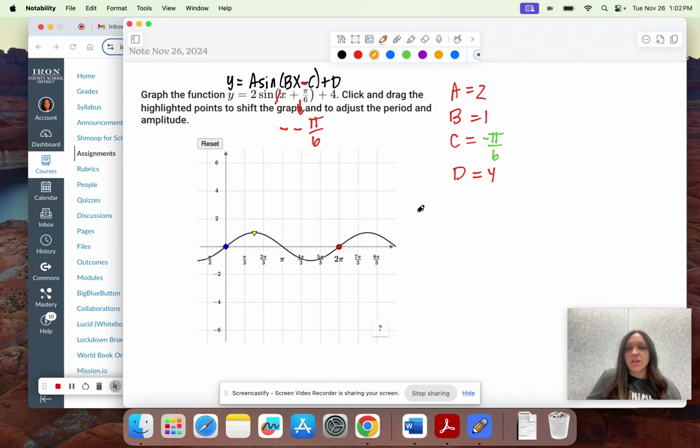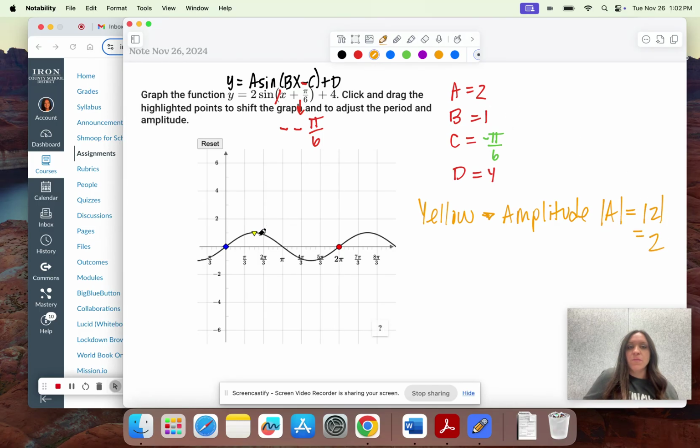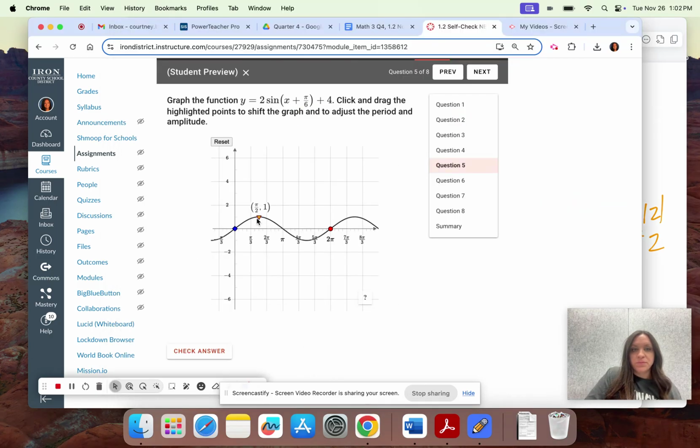So always start with your yellow little triangle there. That's our amplitude. And our amplitude is the absolute value of A. And our A is just 2. So absolute value of 2 is 2. So we're going to move the yellow triangle up to 2. So now our amplitude is 2. The distance from the midline to the top is 2 and down to the bottom.